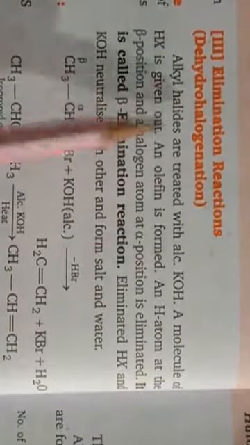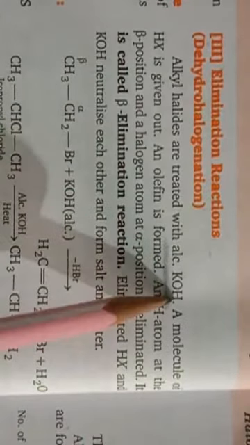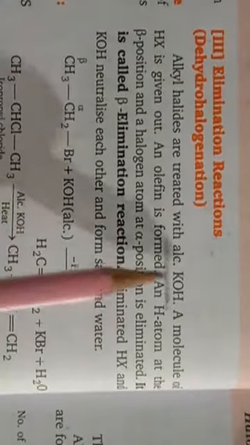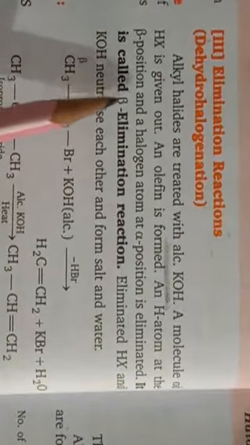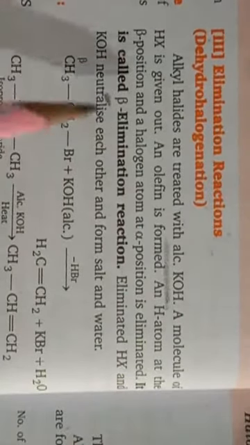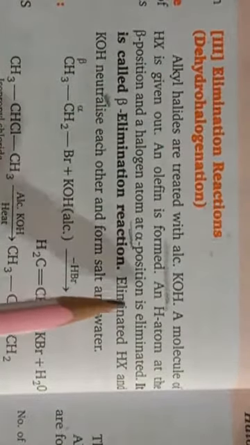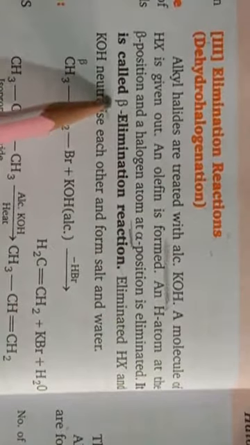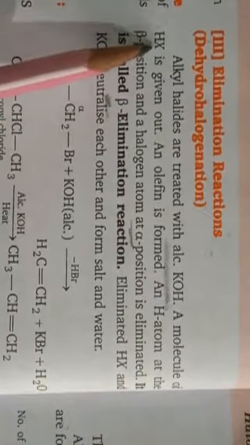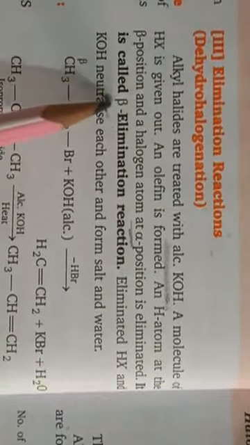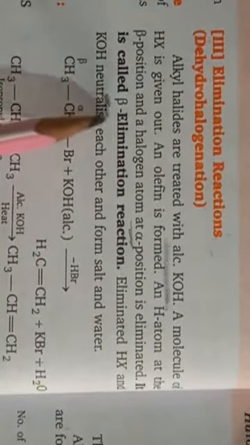In these reactions, alcoholic KOH is used as a dehydrohalogenating agent, and the hydrogen which is removed in this reaction is placed at the beta carbon atom. So removal of the halogen, which is placed at the alpha carbon, and hydrogen, which is placed at the beta carbon atom, takes place simultaneously in the form of hydrogen halide. And due to the removal of hydrogen placed at the beta carbon, such elimination reactions are also known as beta elimination reactions.